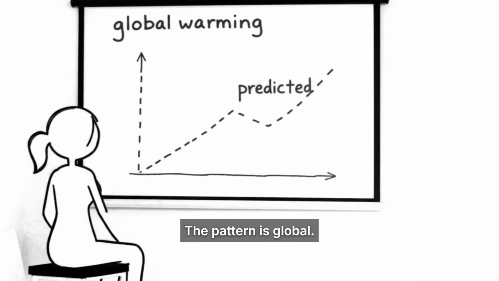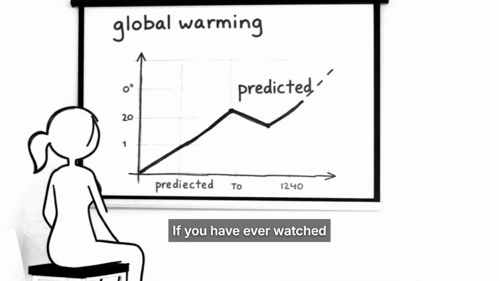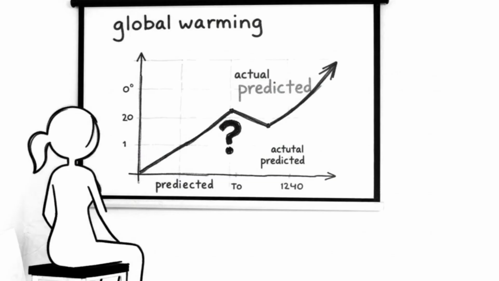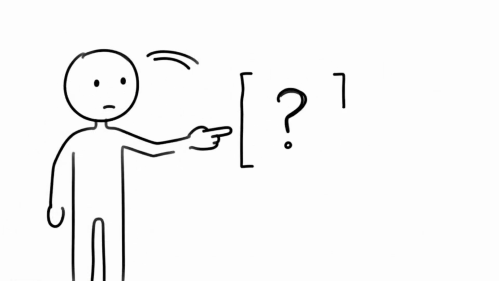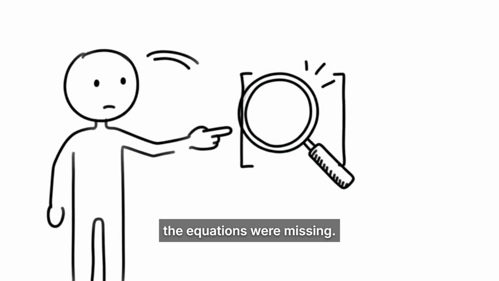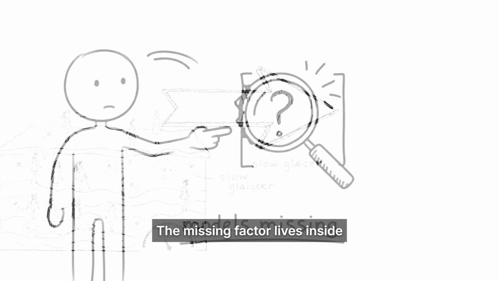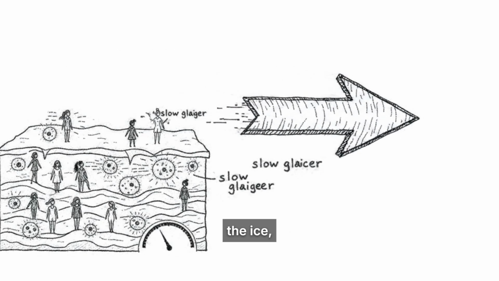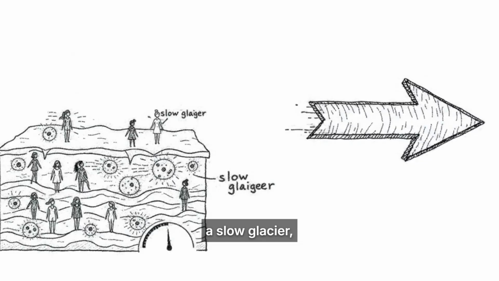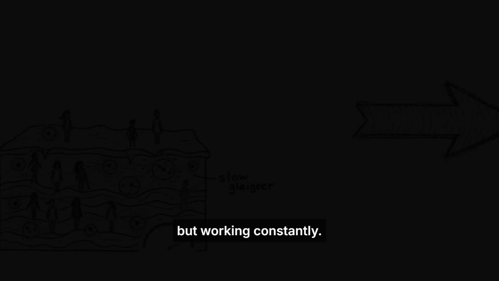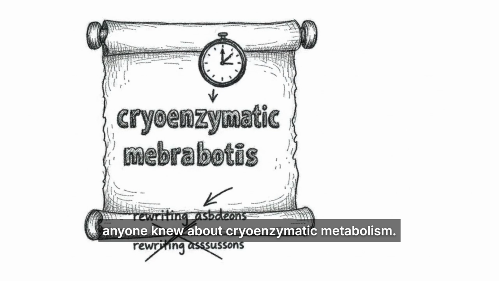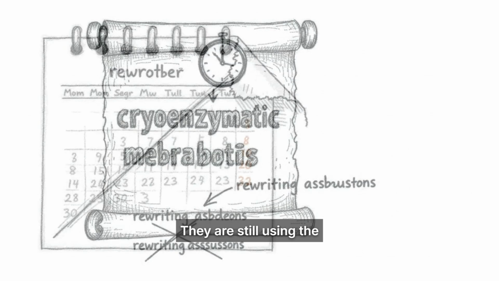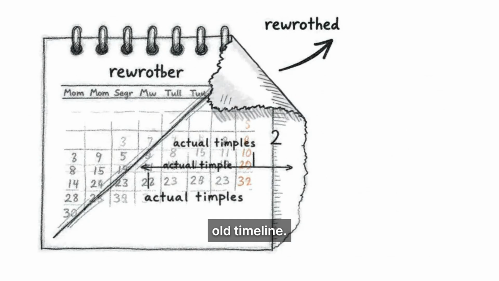The pattern is global. If you have ever watched a climate projection and wondered why the actual temperature rise seems to outpace the models, you may have sensed something the equations were missing. The missing factor lives inside the ice, moving at the speed of a slow glacier, but working constantly. The models were built before anyone knew about cryoenzymatic metabolism. They are still using the old timeline.